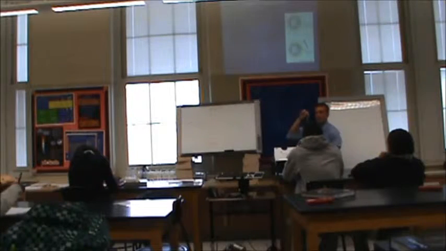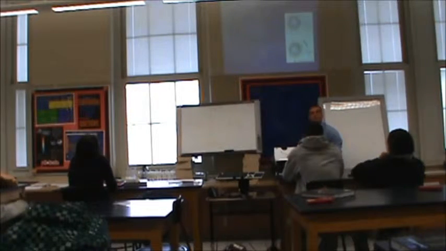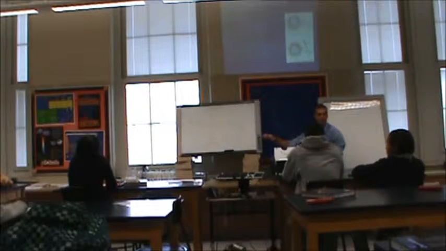But this is 90 degrees, right? So this would be half pi radians. From here to here is pi radians, and that's how we can tell the angular displacement from one location to the other. Okay? Simple enough?